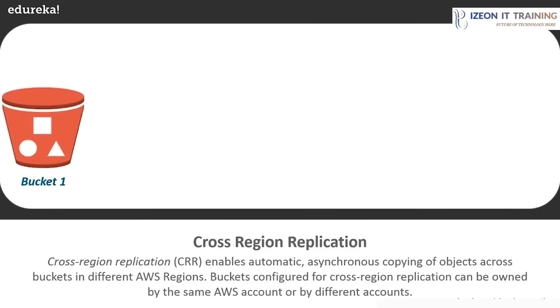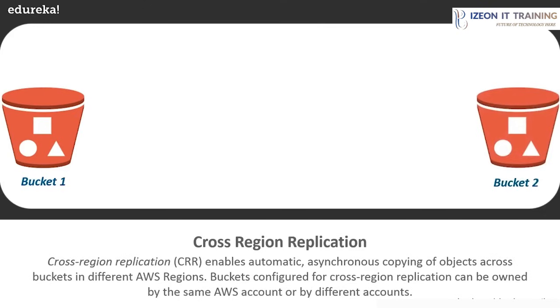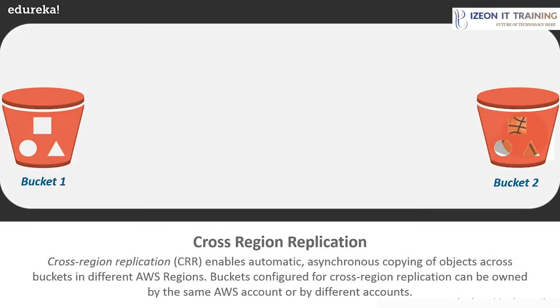So what you do is you create a bucket in one region, you create another bucket in another region, and you give the first bucket access to move data from itself to the other bucket. So this was about versioning, this was about cross-region replication, and I believe we've also talked about storage classes.